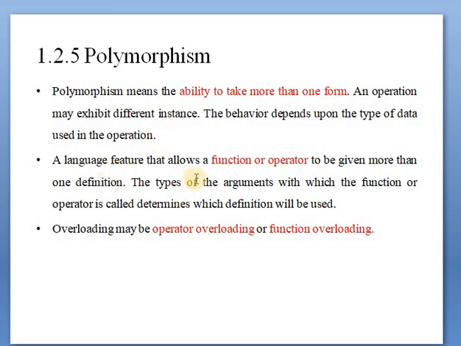It is a language feature that allows a function or operator to be given more than one definition. The types of the arguments with which the function or operator is called determine which definition will be used. Overloading may be operator overloading or function overloading. Polymorphism has two types, that is runtime polymorphism and compile time polymorphism.